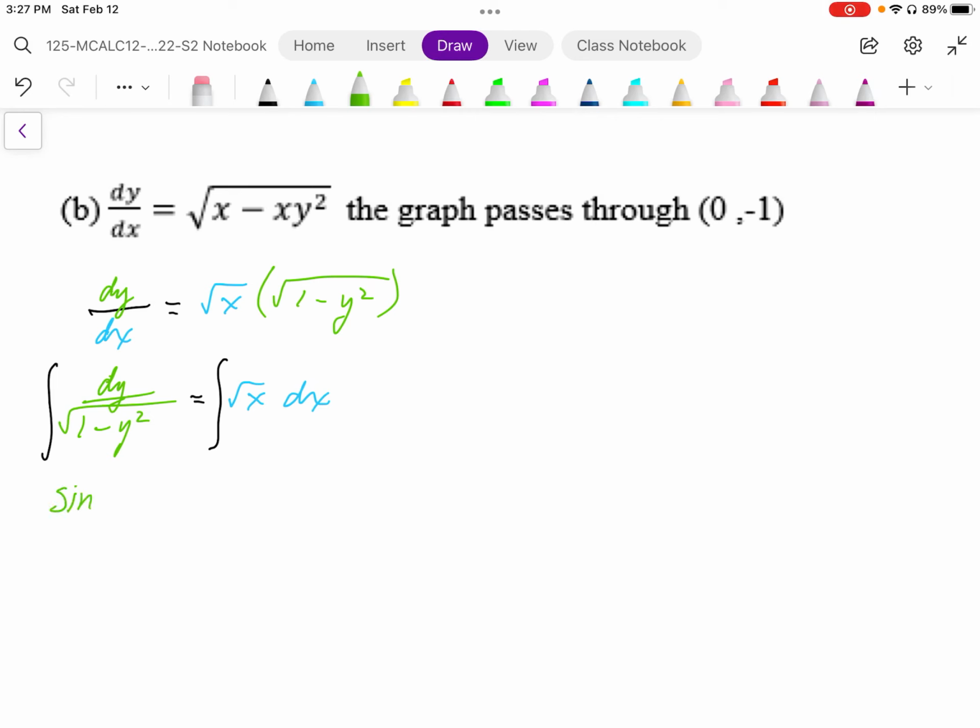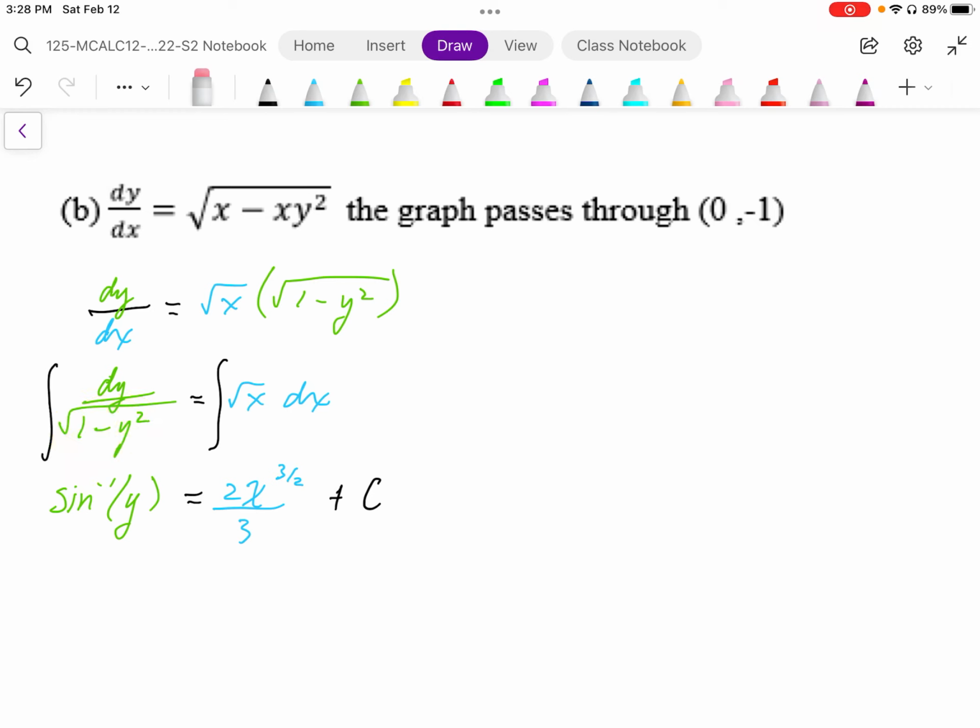So I end up with arc sine of y, and then we have our plus c. I'm going to put the plus c at the end. The square root of x becomes x to the power 3 over 2, divided by 3 over 2, which ends up looking like that. And then I have to make sure I have my plus c, which I will solve for in this case. Now, it's really important to recognize that this is not some standard power rule. This cannot be done with a power, it cannot be done with a substitution. We have to recognize it is an arc sine antiderivative.